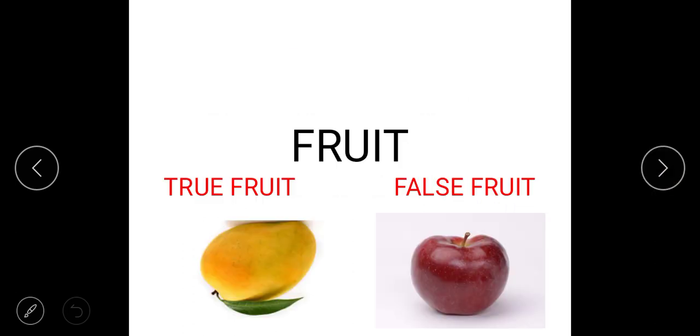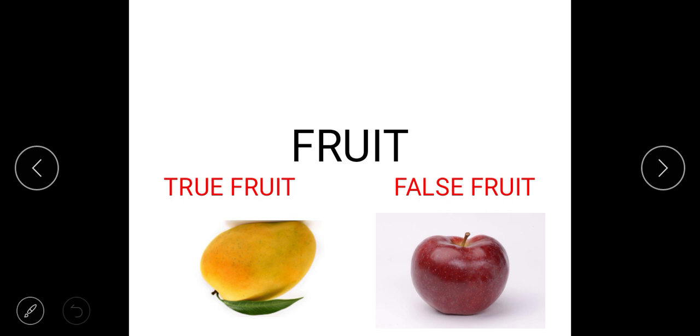Next comes the fruit. Now the seed is ready. Seeds are born, especially in the angiosperms, inside the ovary. The mature ovary, the ovary which contains the fertilized seeds, is known as the fruit. Fruits are generally of two types: number one, true fruit, and the other, false fruit.